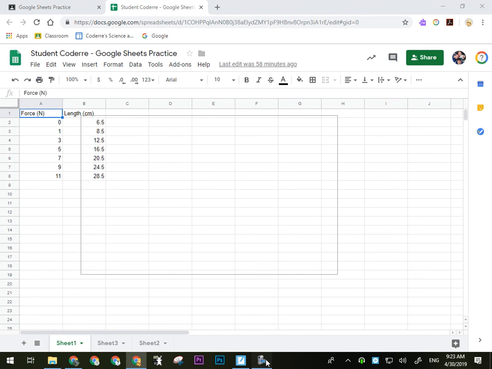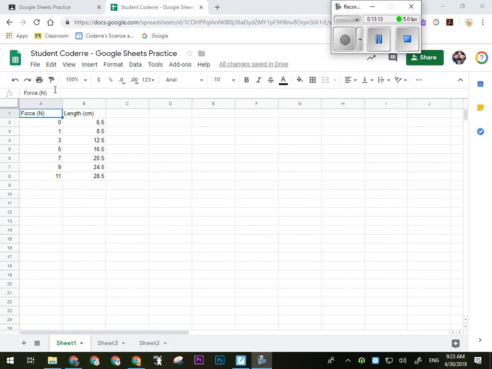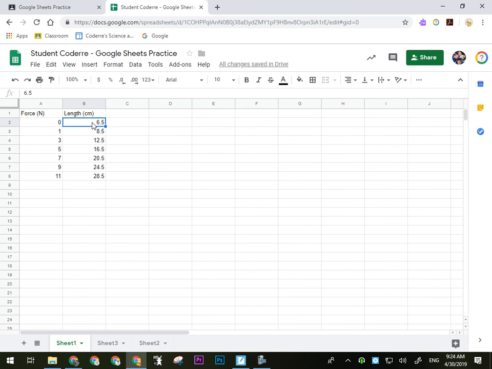Sorry guys. So the experiment was that we had different amounts of force and we measured the length of the rubber band. Obviously when I don't pull or stretch the rubber band, it still has a certain length, and that's what this first point here is about. The rubber band, when not being stretched, is 6.5 centimeters long. After that, if I start exerting force on it, obviously it stretches and gets longer and longer.